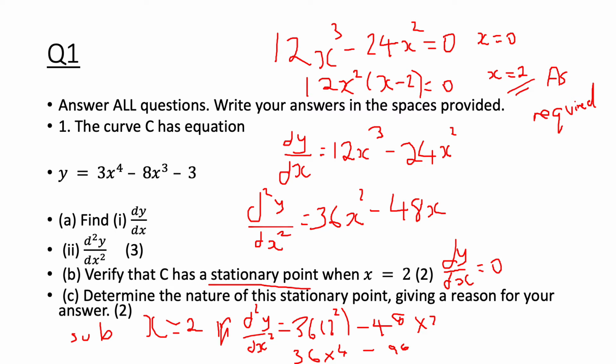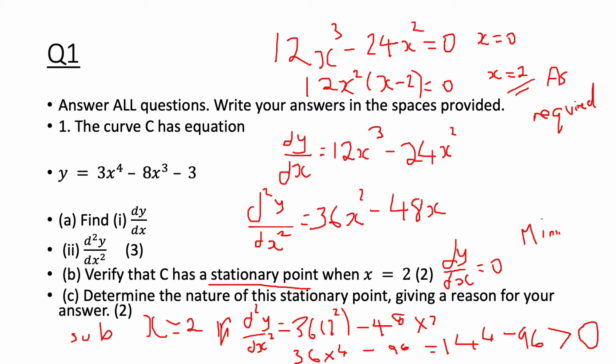Is 144. 144 subtract 96 is bigger than 0. Now that implies that we have a minimum point. Okay, so 144 minus 96, that is greater than 0, so we have a minimum point.